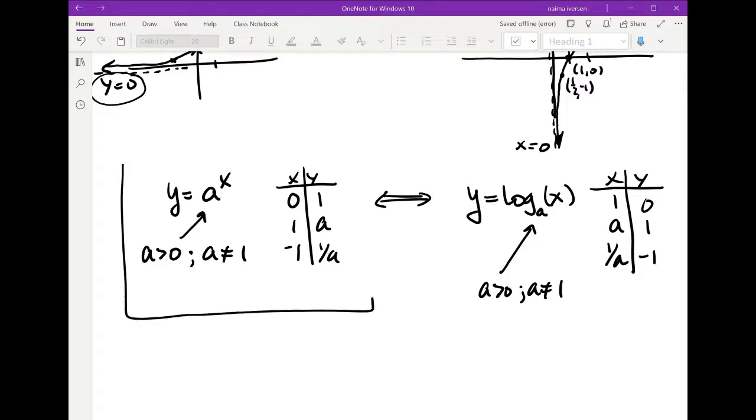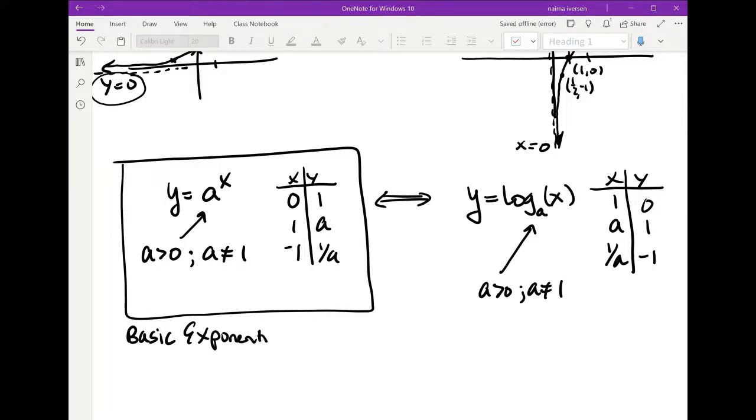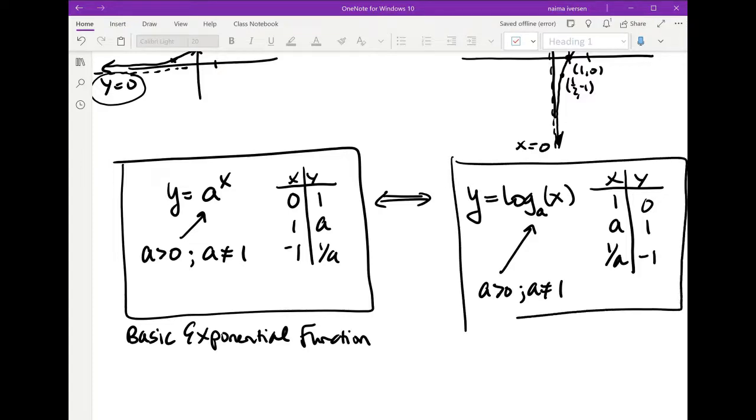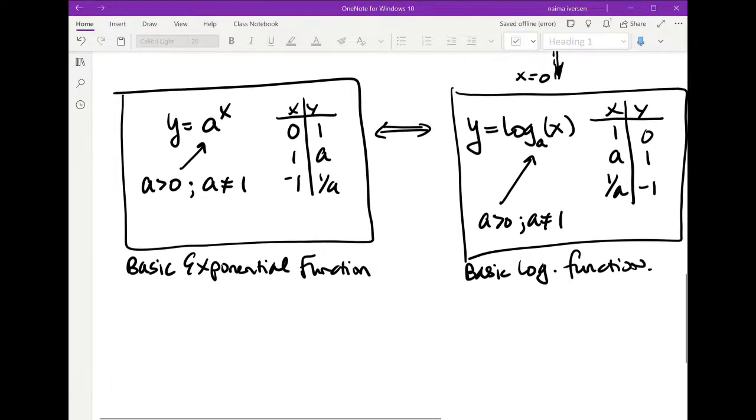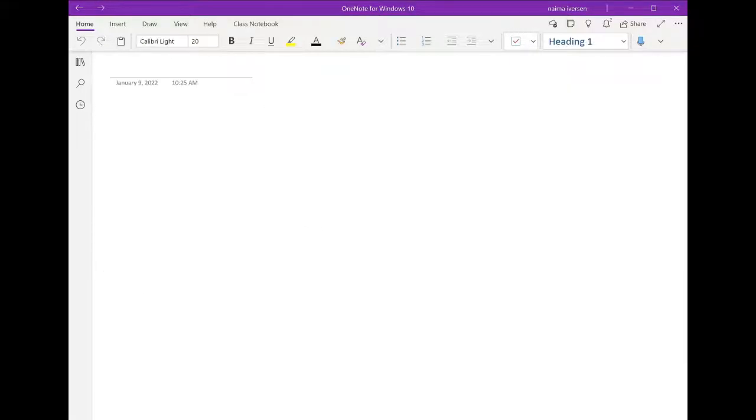So this is now the map for a basic exponential function, which we have reviewed. And this one is now your map for your basic logarithmic function. You need to know them as two separate functions, not as one being the inverse of the other. So I will need to show you how we're going to manage graphing these things.